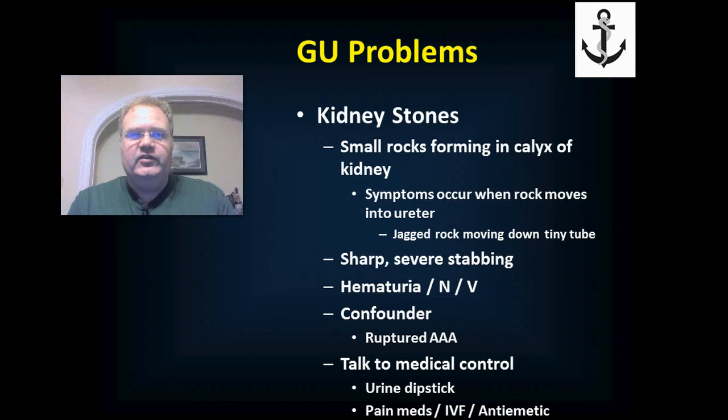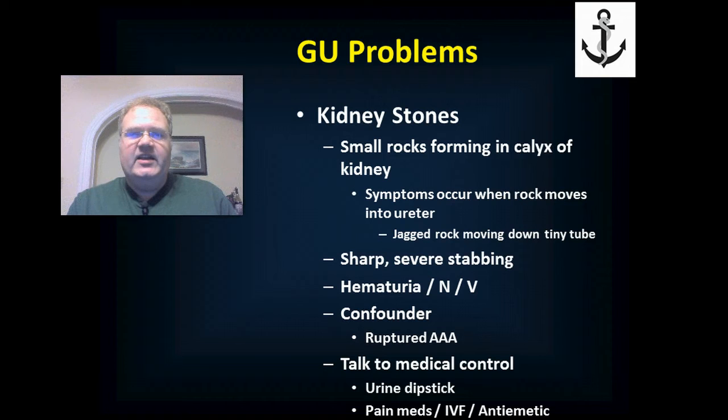That's actually a pretty good sign that the kidney stone is moving and that it is a kidney stone. If the stone's not moving, typically it's sort of a dull pain, and as soon as it starts moving, they get a sharp and severe stabbing pain. They may see blood in their urine when you do a urine dip. The dipstick may show microscopic blood in the urine. They may have nausea and vomiting.